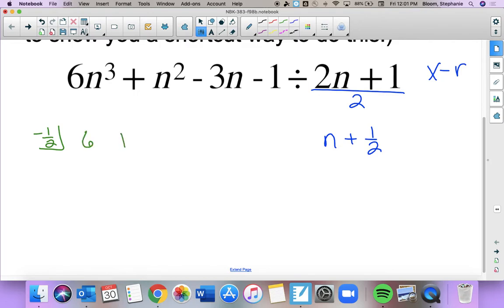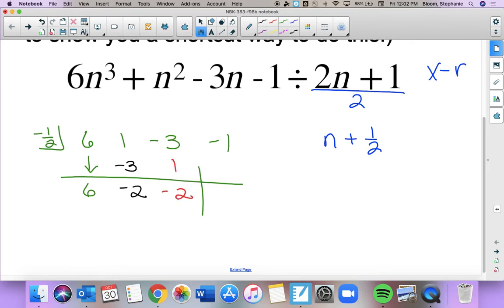All right, so then I'm going to leave all this as is. I'm going to plug in a 6, a 1, a -3, and a -1. And then we're going to do synthetic just like we always would, okay? So then this would be -3. Add those together, it's -2. Multiply, and I get 1. Add, and I get -2. Multiply, and I get 1. So this has a remainder of 0, okay?